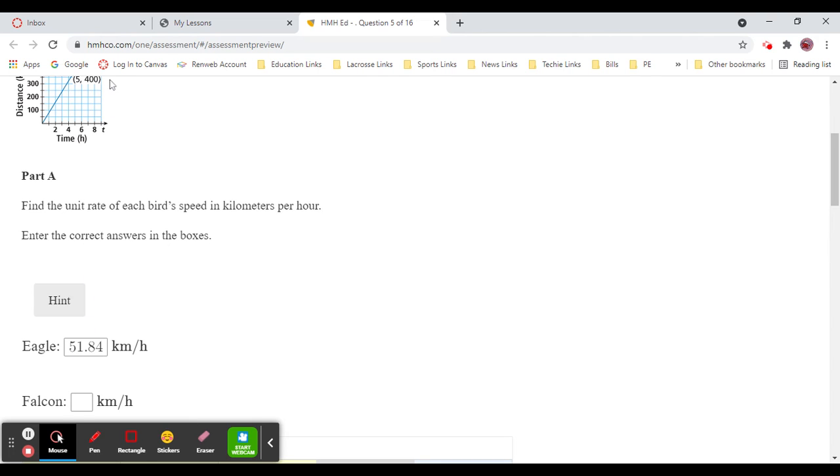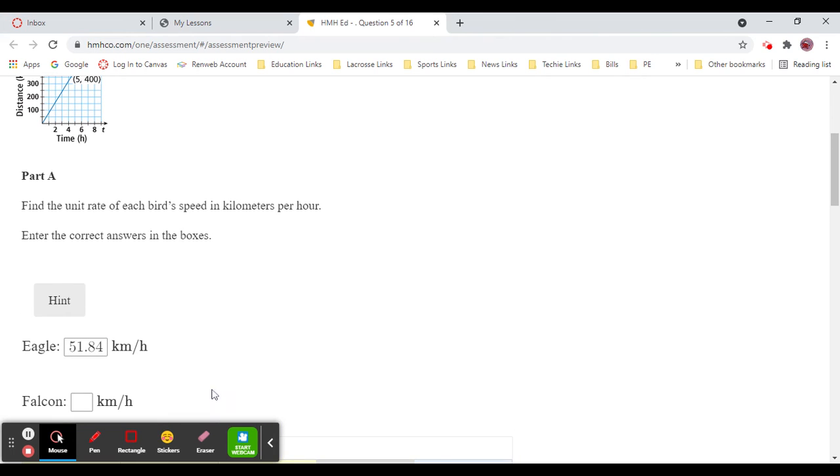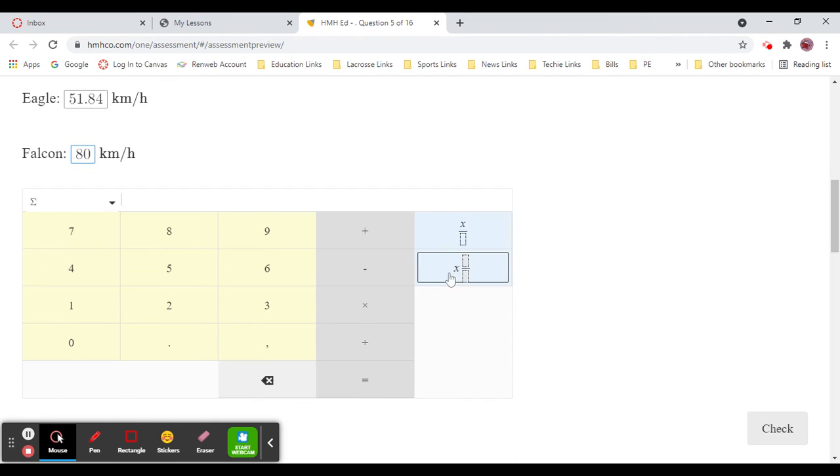Then we need to find the falcon. We're going to go 400 divided by 5, because that's y divided by x, or d divided by t, I should say. Pull up my calculator so you can see it. 400 divided by 5 gives me 80. So now I've got the speeds at which my birds will fly. Let me see if it allows me to check it, and it does.